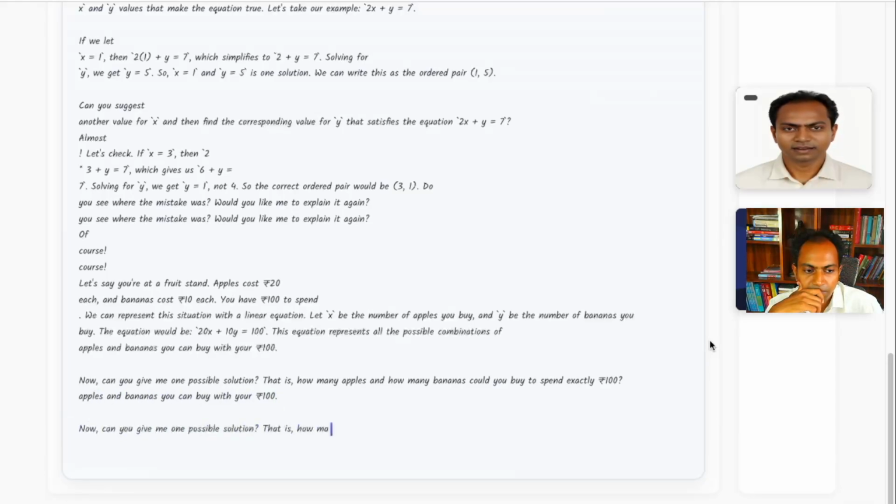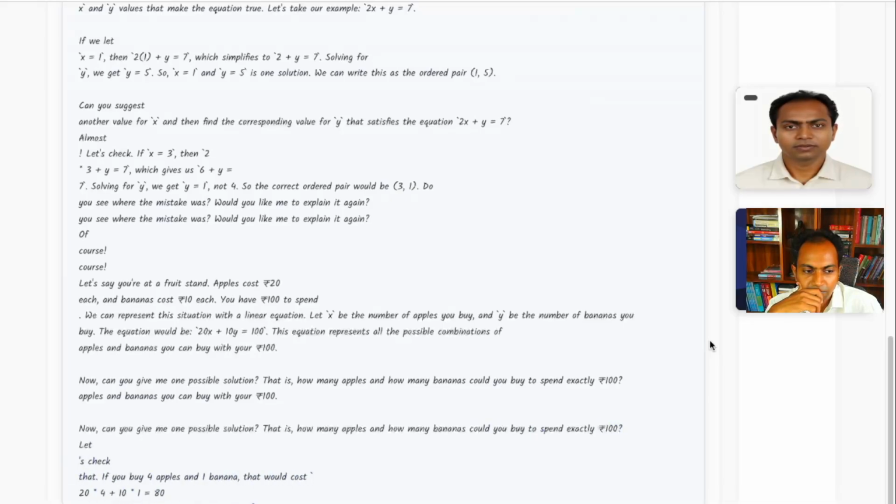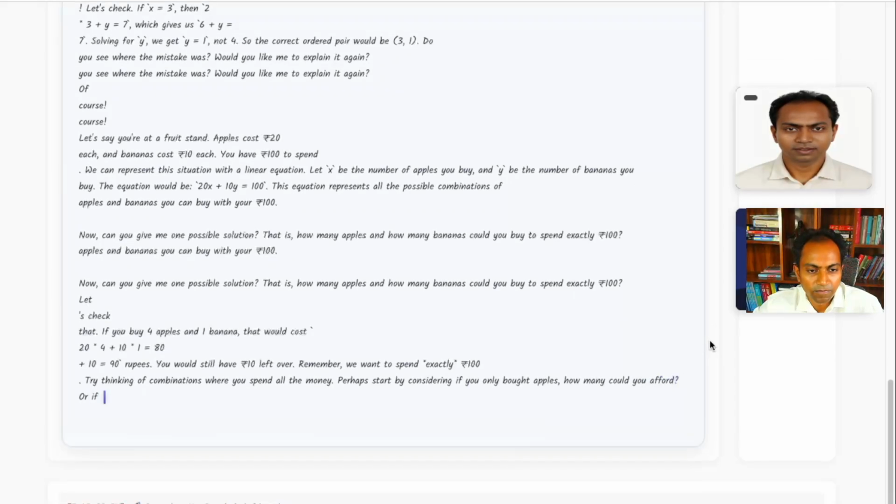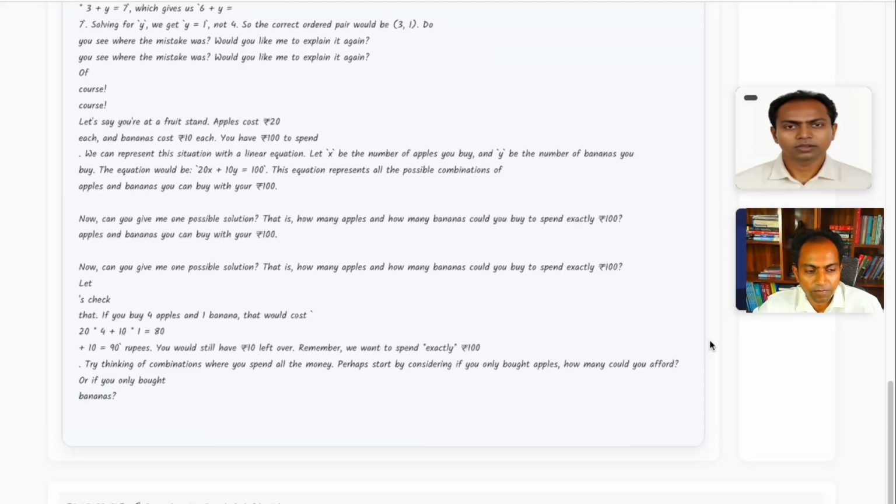Let's check that. If you buy 4 apples and 1 banana, that would cost 4 times 20 plus 10 times 1, which equals 80 plus 10 equals 90 rupees. You would still have 10 rupees left over. Remember, we want to spend exactly 100 rupees. Try thinking of combinations where you spend all the money. Perhaps start by considering if you only bought apples, how many could you afford? Or if you only bought bananas.